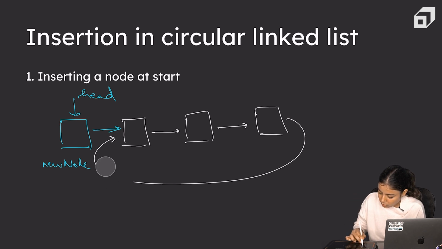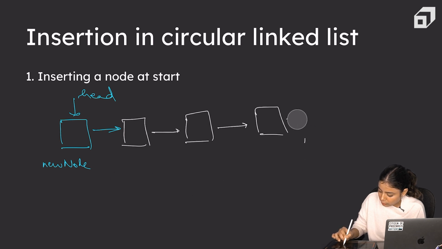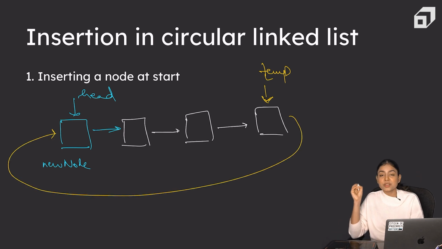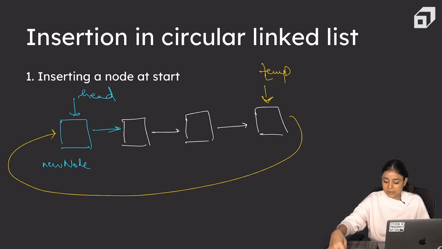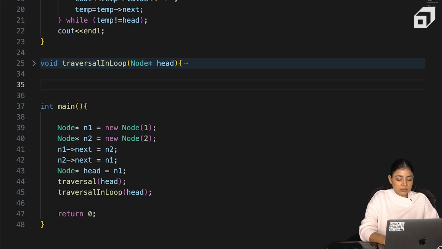So what we'll have to do is traverse first of all to the last node in my list. Okay, and then once I am at the last node, I need to make its next point to my new head. First of all, we create a new node, we make its next point to my head, move the head pointer to the new node, and also we change the last node's next pointer to my new head. Let's see the code for this.